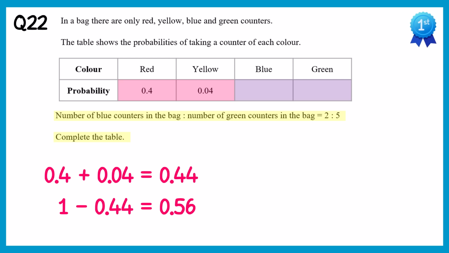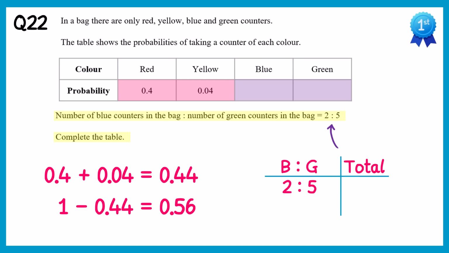Now we can return to this ratio. The ratio of the number of blue to the number of green is 2 to 5, so that will also be the ratio of their probabilities. So if we write down blue to green is in the ratio 2 to 5, and then we create this table with a total column. If we add up 2 and 5, we get 7. 7 parts must represent all of the probability, which we said was 0.56.